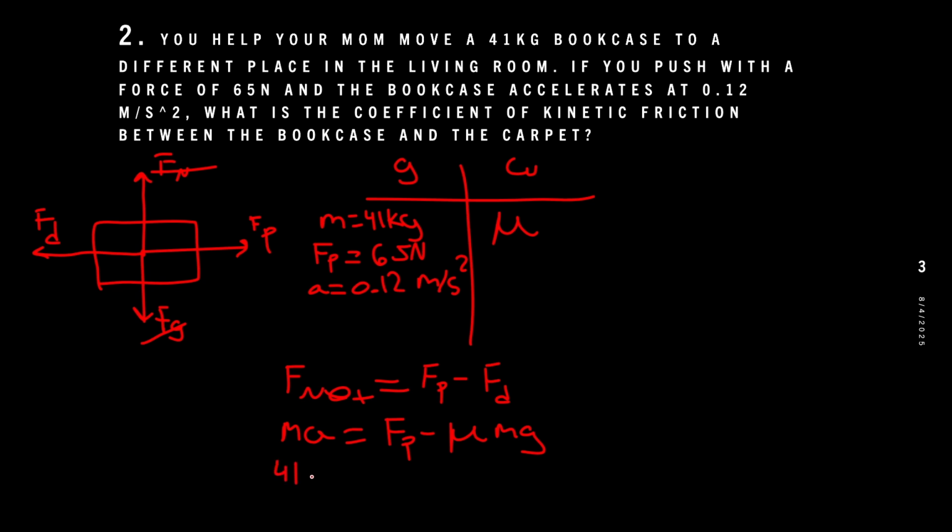m is 41. a is 0.12. Fp is 65. We don't know mu. And then mg would be 41 times 9.8.